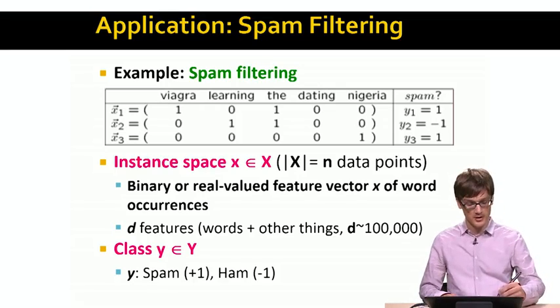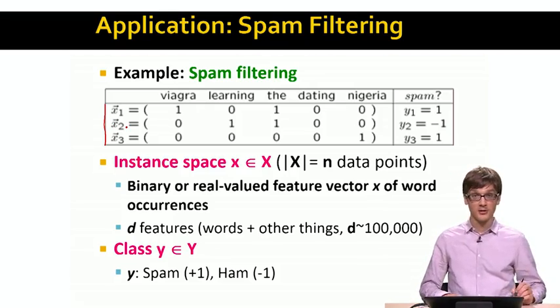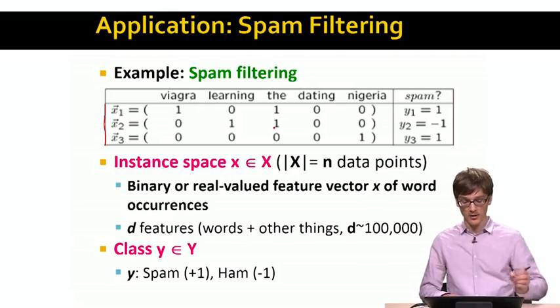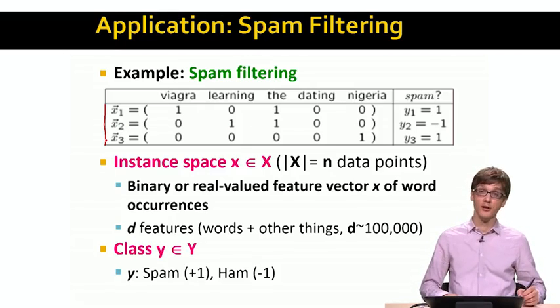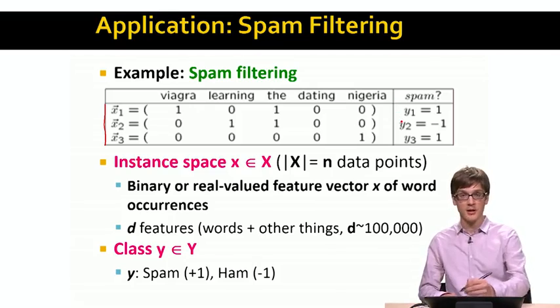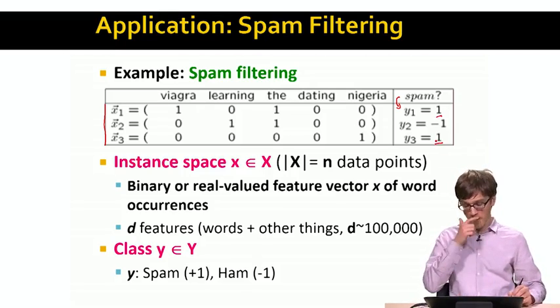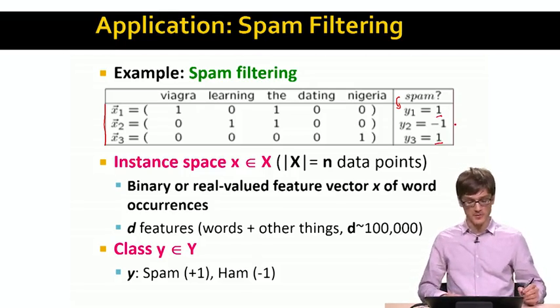For example, imagine that I have a set of 3 emails, where email number 1 has the words Viagra and the in it, while the second email has the words learning and the in it, and the third document has Nigeria in it and other words as well. For each of these documents, I also know their label, I know whether they are spam. So the first and third documents are spam, while the second document is not spam.